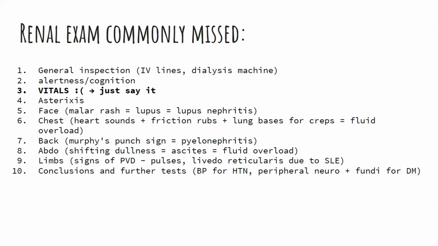It's an easy thing to miss with renal because you don't really usually pair the heart with the kidneys, but a lot of things can happen if you have fluid overload. Also, not forgetting the back, so the Murphy's punch sign to look for pyelonephritis, and then abdo as well to look for ascites. And lastly, everyone always forgets conclusions and further tests, which is quite important.